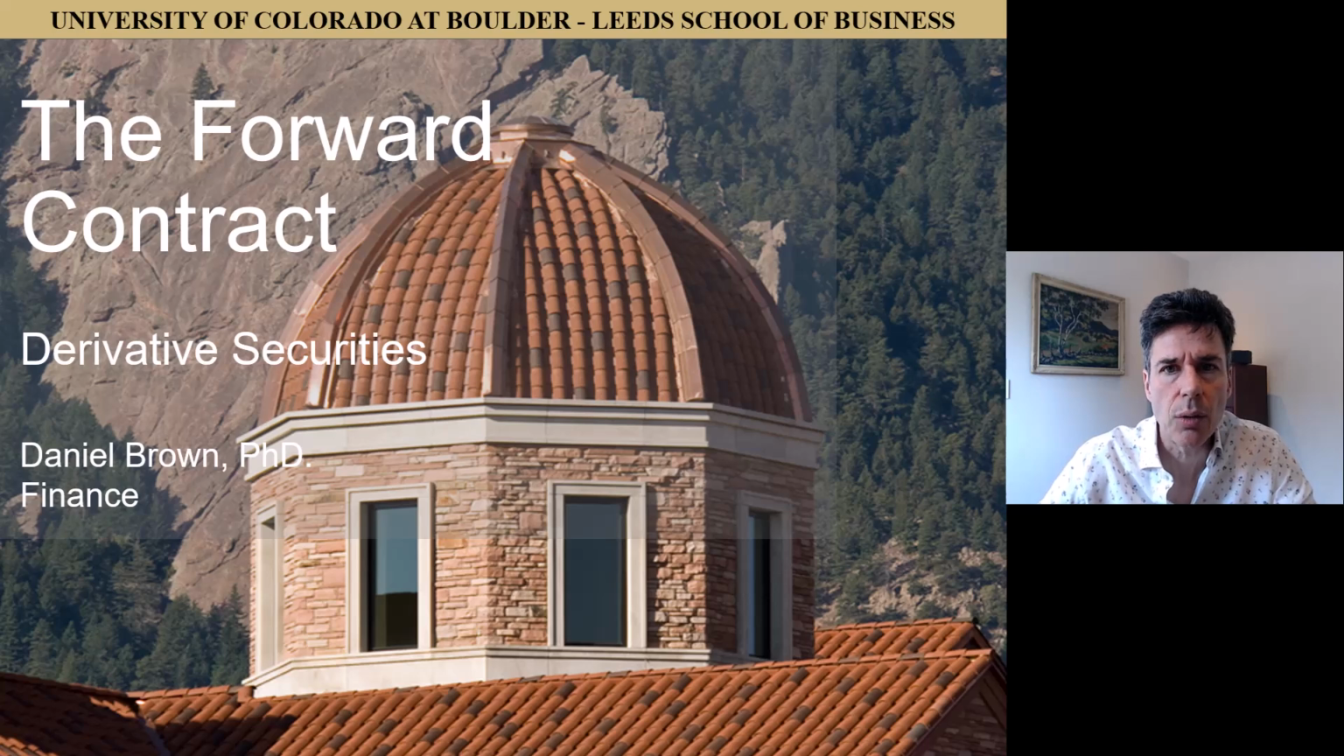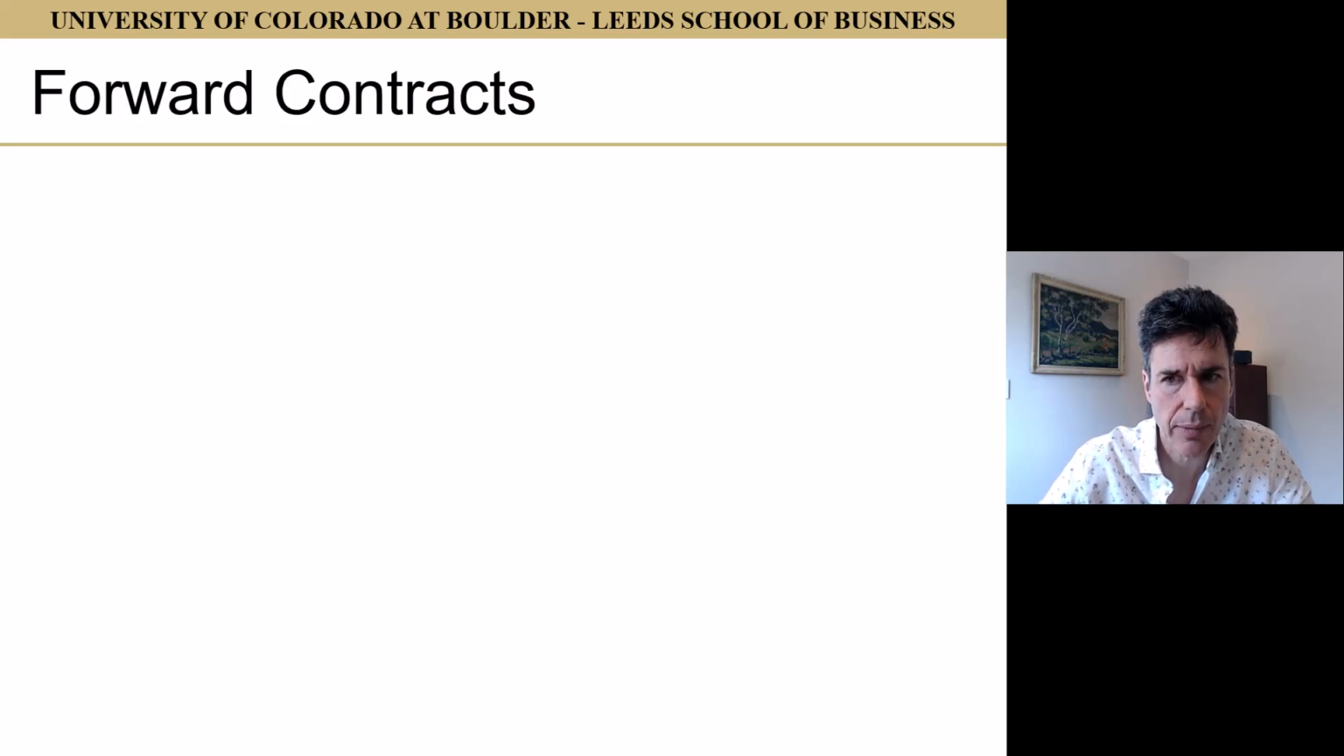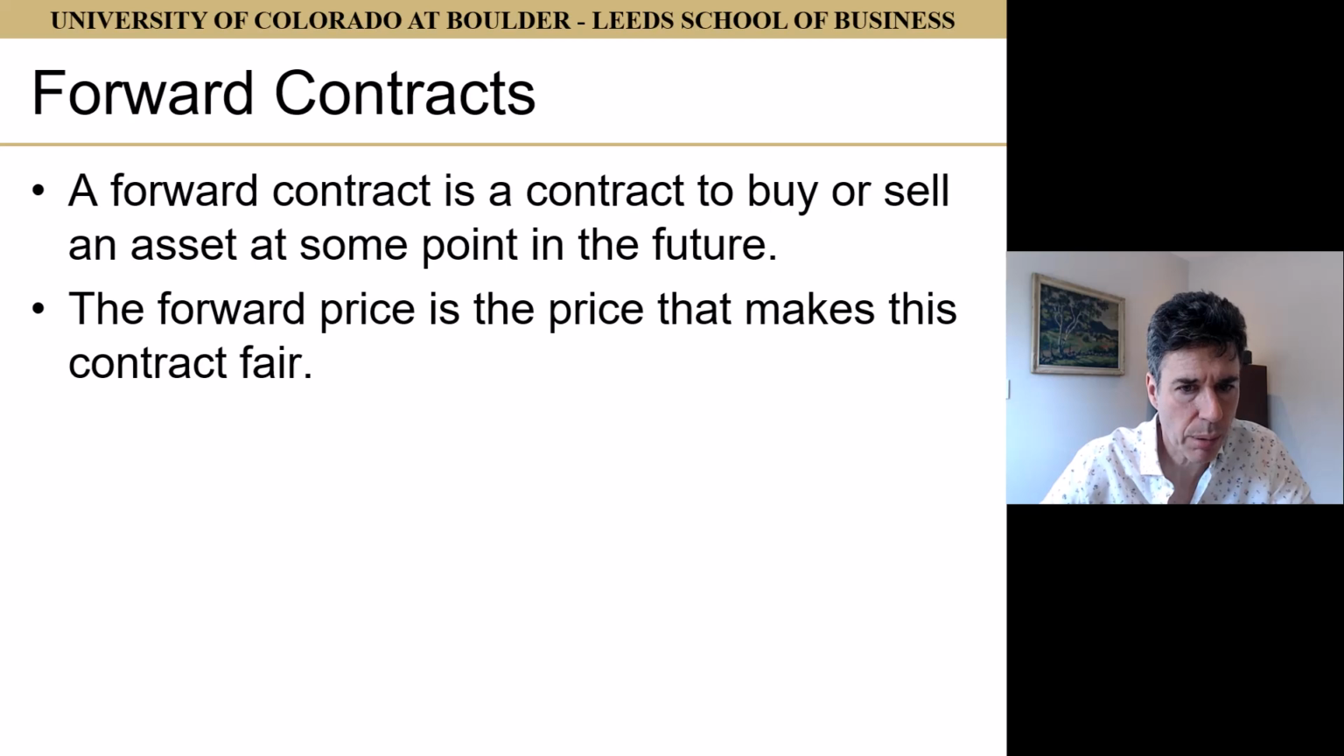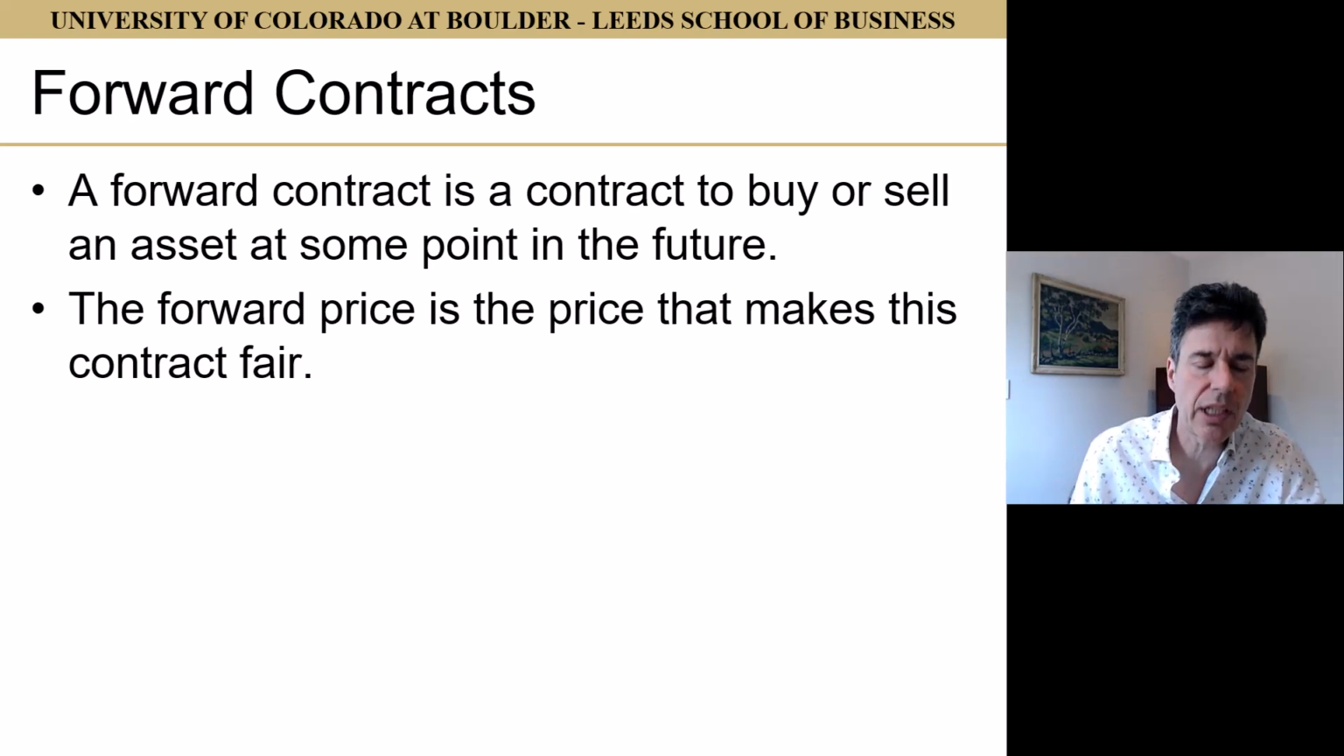In this video, we are going to figure out the price, the present value of a forward contract on a non-dividend paying stock. A forward contract is a contract to buy or sell an asset at some point in the future, and the forward price is the price that makes this contract fair. So if we have a forward contract where we agree to buy or sell something at the forward price, then it is going to have zero present value.